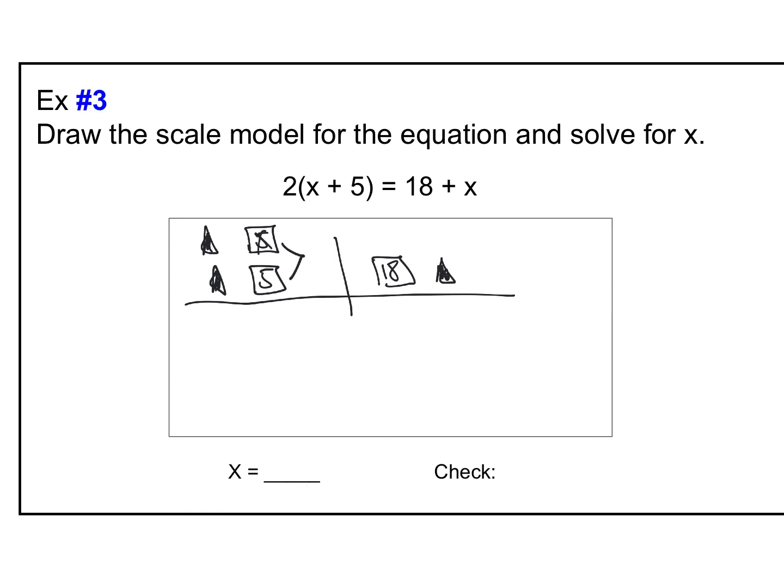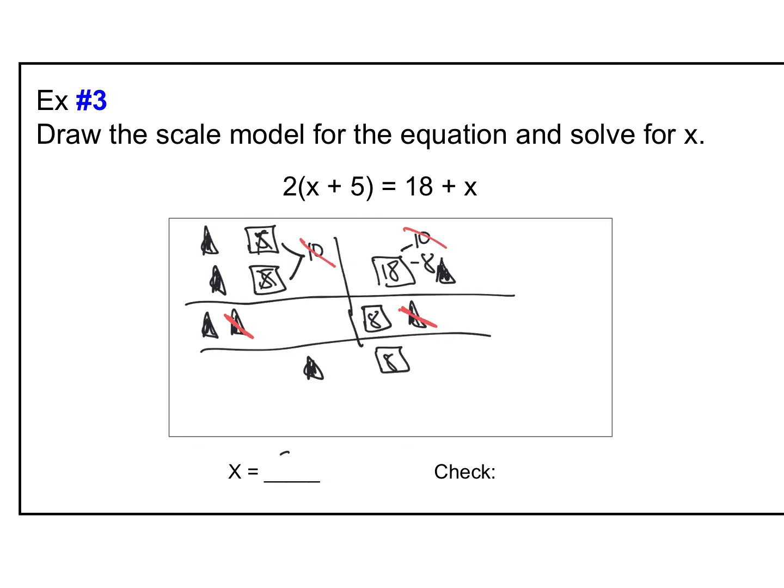So 5 and 5 make 10. So I'm going to do a regroup here so I can remove 10 from both sides. I'm left with 2 triangles and then an 8 and a triangle on the right. Now I can go ahead and remove 1 triangle from both sides, leaving me with a triangle on the left and 8 on the right. So our triangle is equal to 8.